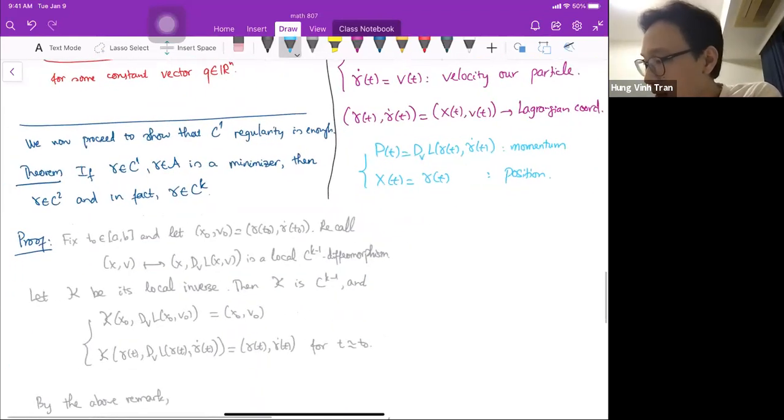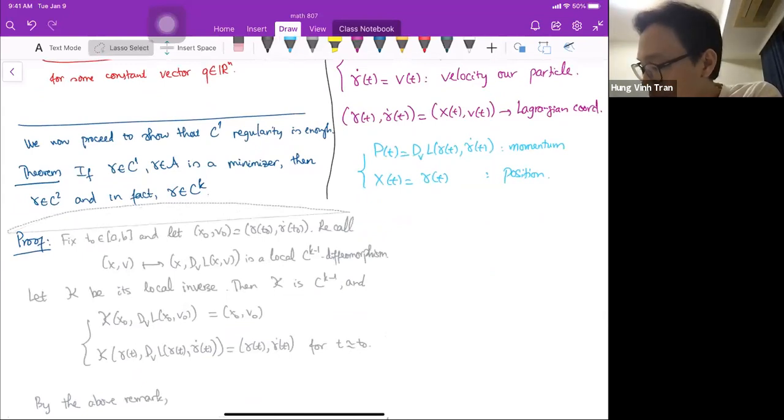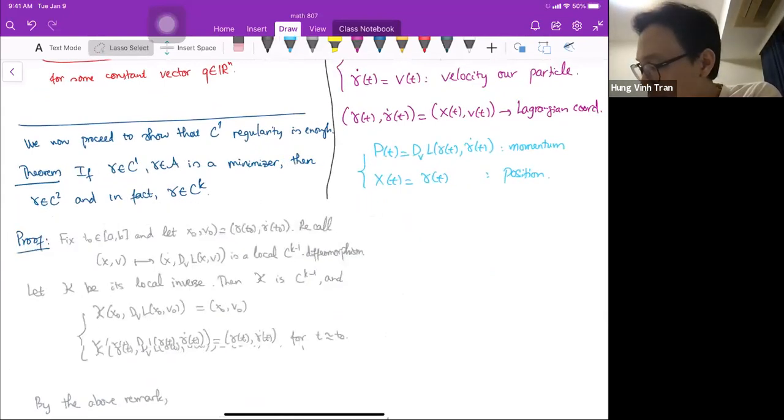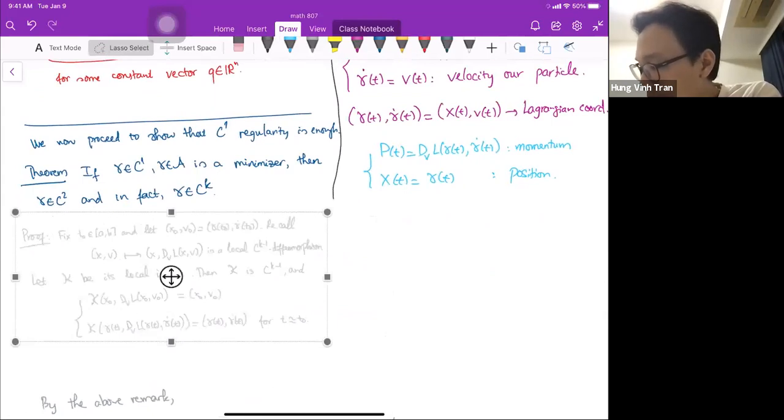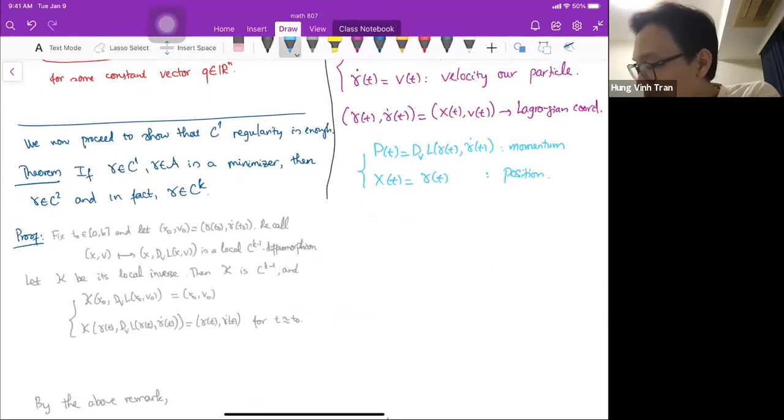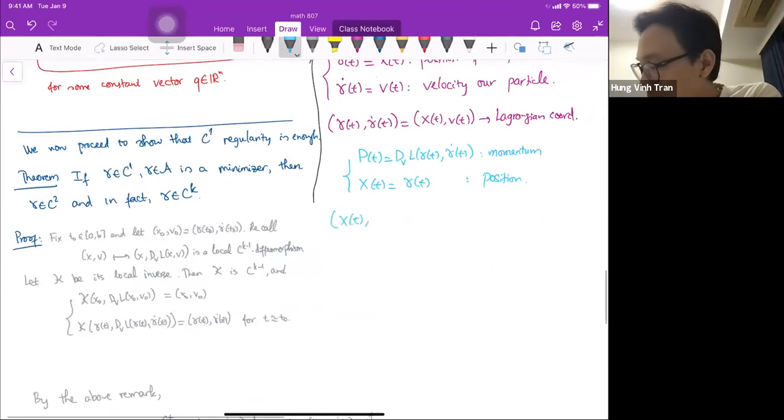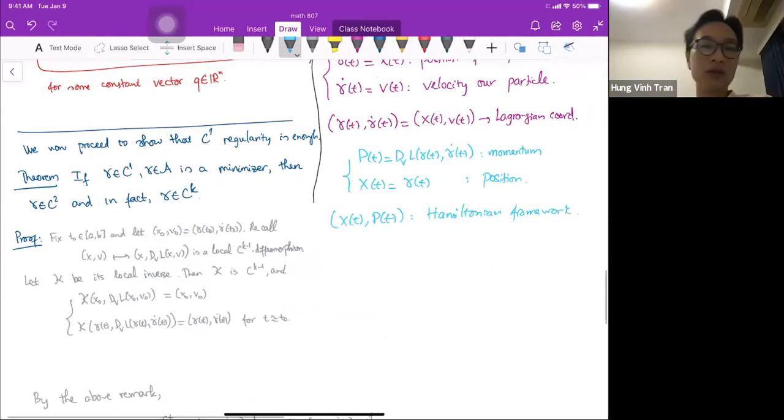Whenever people talk about xt pt, this is going to be the Hamiltonian coordinates or Hamiltonian framework. You often see in many talks that you can go between the Lagrangian and Hamiltonian frameworks, and sometimes it's more convenient to use one and sometimes the other. So that's just a different setting.